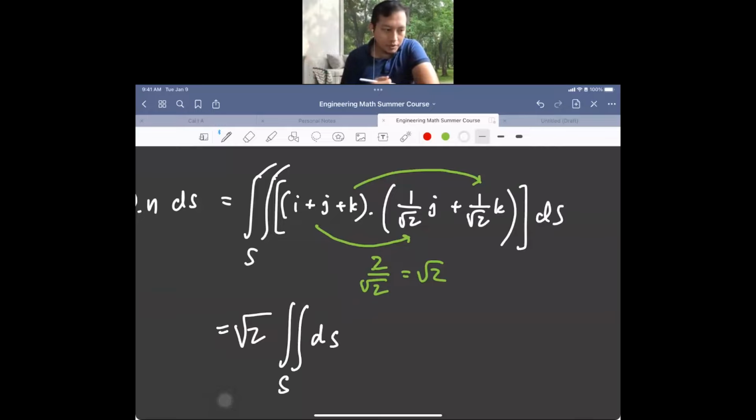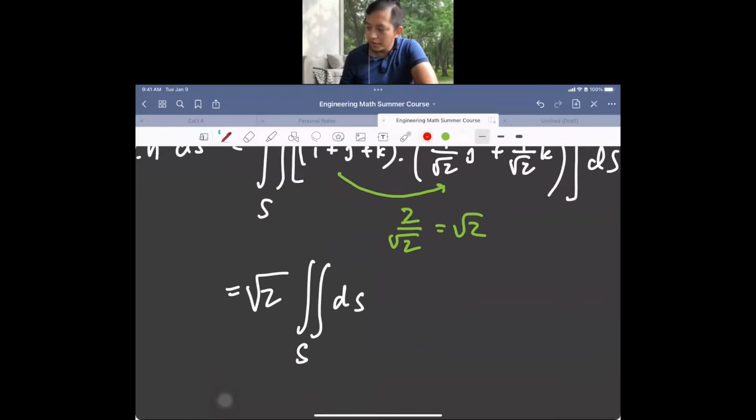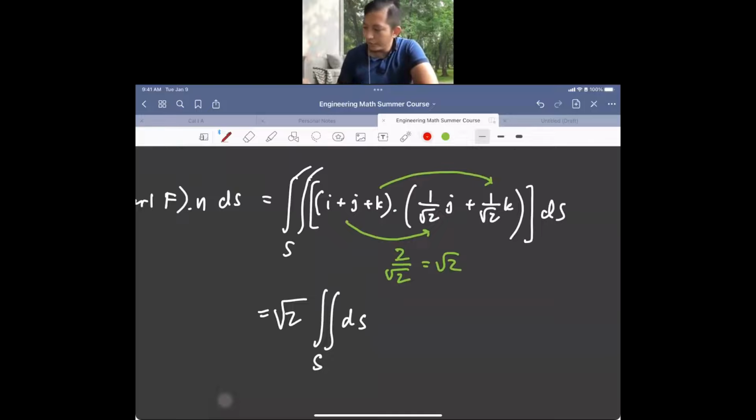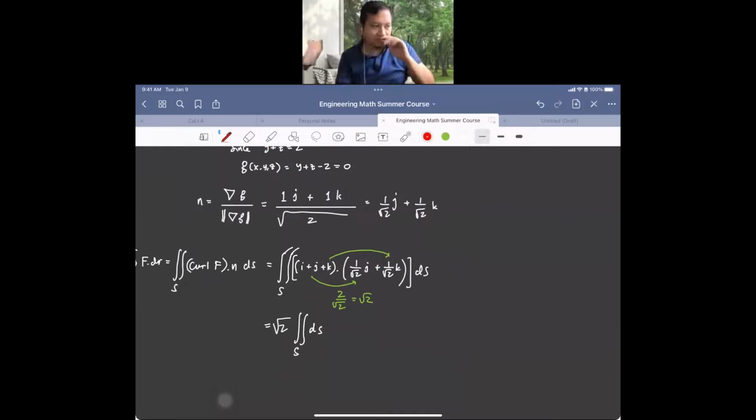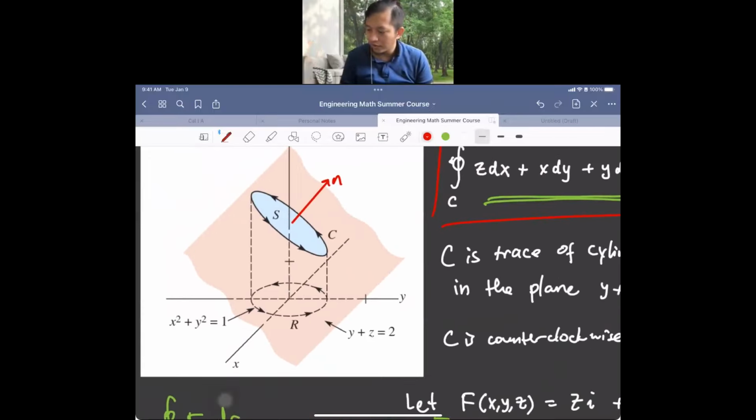Okay, and then what happens now is this part here, the double integral of dS. If we look at it in our picture, the area A here is just a circle with radius 1, right? So we are having just pi, right? Just pi.